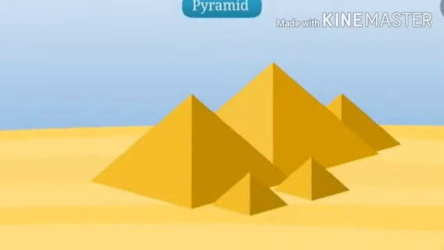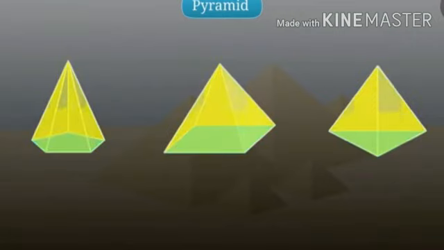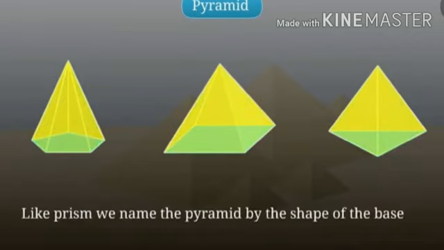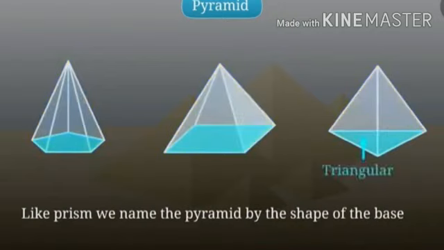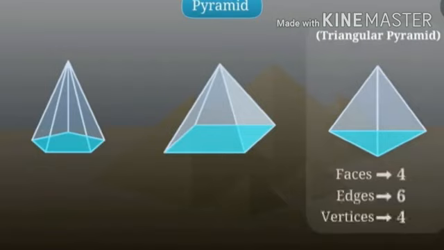You must have seen pictures of the famous Egyptian pyramids. If you look carefully, you will see their shape in this way. As you can see, in this shape the base can be the shape of any polygon. But the rest of the faces are triangular. We call such a shape a pyramid. Like a prism, we name the pyramid by the shape of the base. As the base of this pyramid is triangular, it is a triangular pyramid. Here you can see that this pyramid has 4 faces, 6 edges and 4 vertices.